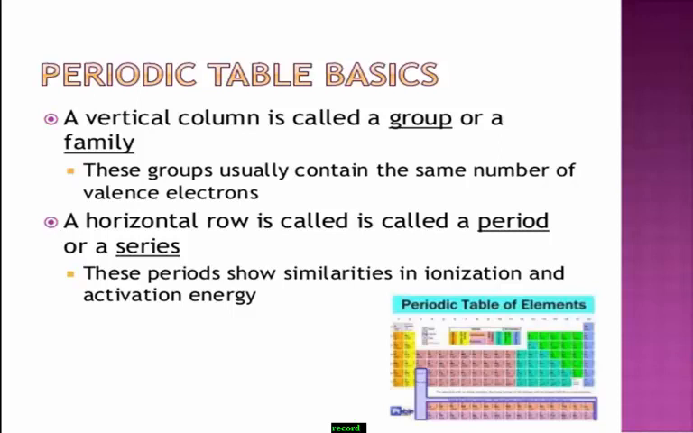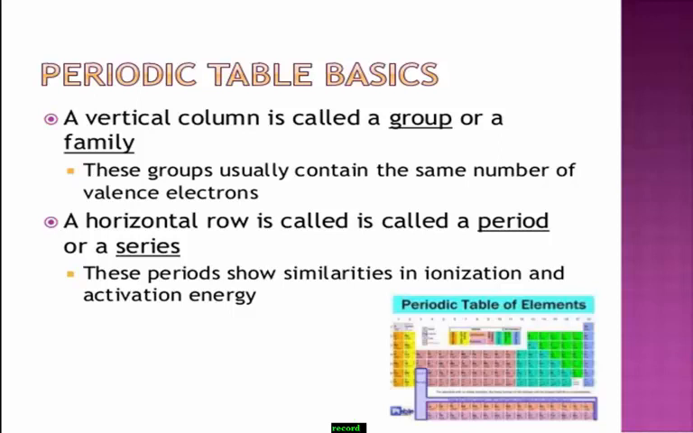Students, when you observe the periodic table, a vertical column is called a group or a family. A vertical column present in a periodic table is called by the name group. Remember, if you consider a particular group, it usually contains the same number of valence electrons. I think you already know what valence electrons are. Valence electrons are the electrons present in the valence shell or outermost shell. The electrons present in the last shell or outermost shell are called valence electrons. This number of valence electrons is the same for similar group elements.